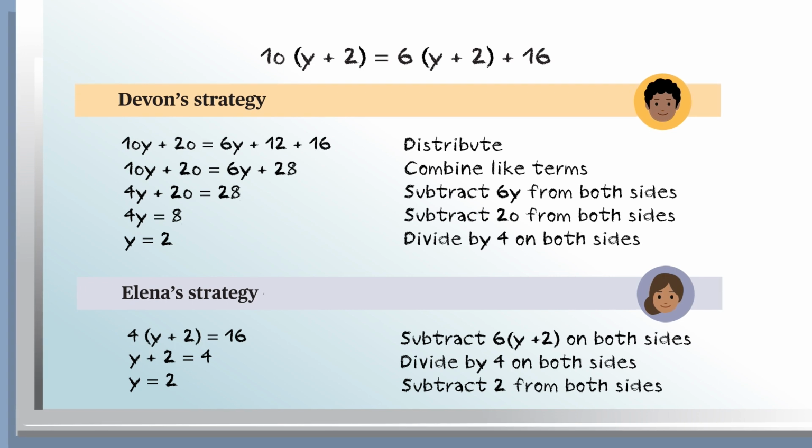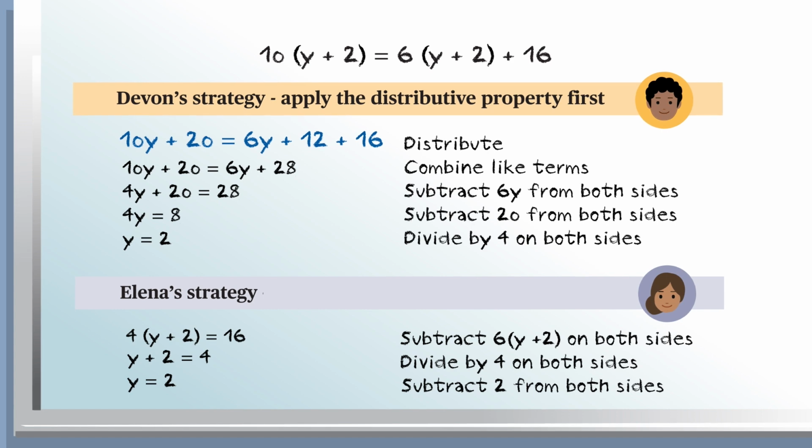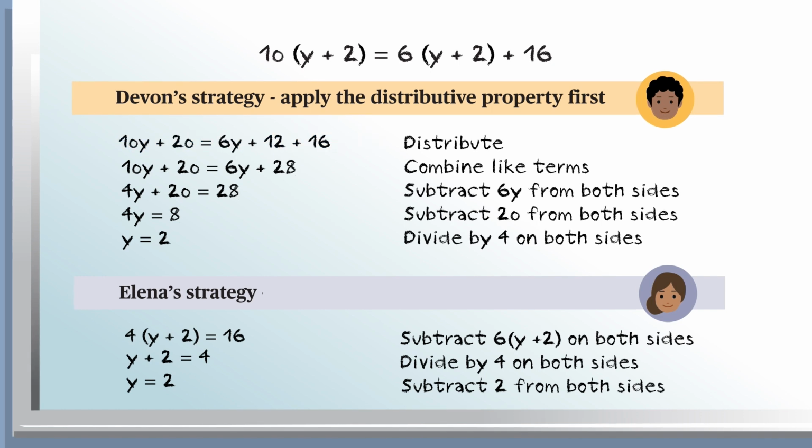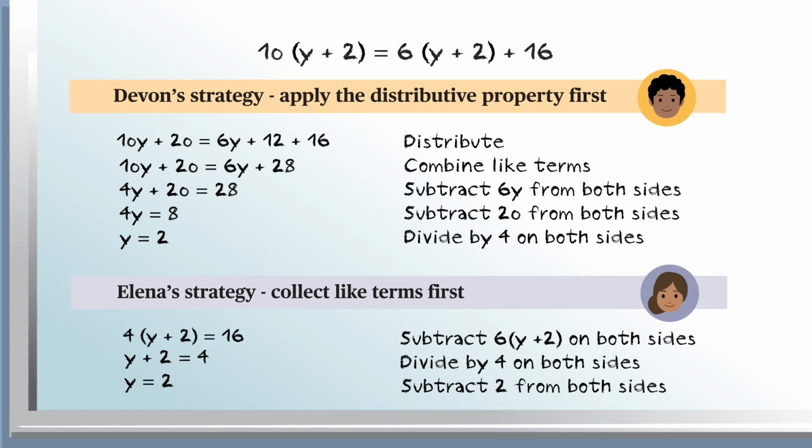In this case, the conventional method, Devon's strategy, would be to apply the distributive property first, a step students might identify and take as soon as they see a problem with parentheses. The alternative method, Elena's strategy, is to identify y plus 2 as a like term.